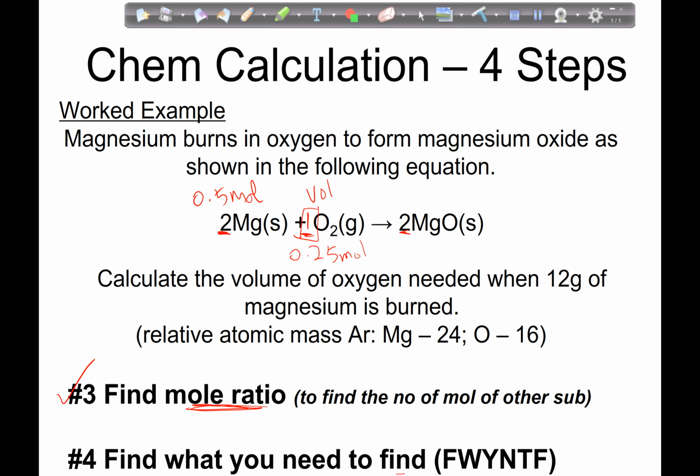Step 4 is to find what you need to find. In this case, I have moles, and I'm supposed to find volume. So the number of moles of O2 equals volume of gas over 24 dm cubed. I need to find the volume of gas. Given that this is actually 0.25, I can just do a simple multiplication. Volume equals 24 times 0.25, and we can work out the answer. That's how you attempt step number 4, and that's how you complete the whole chemical calculation.